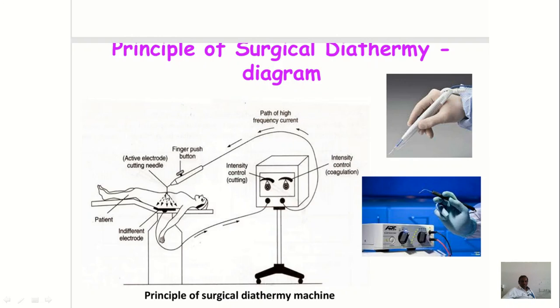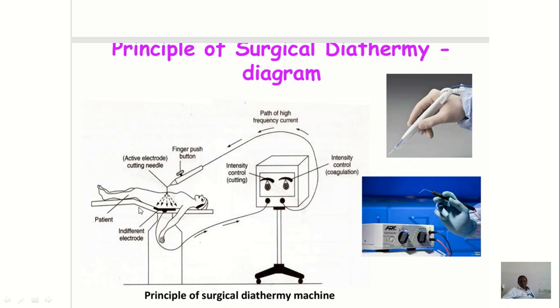This electrode is connected to the needle electrode. This is the active electrode, also called the needle electrode. The needle will be connected for cutting. As I already told you, for cutting, coagulation, and desiccation, different kinds of electrodes are used. For example, we can use the cutting electrode or the coagulation electrode. From the positive terminal, the wire is connected to a hand button. In the hand button, we connect the cutting electrode, that is, the needle electrode.